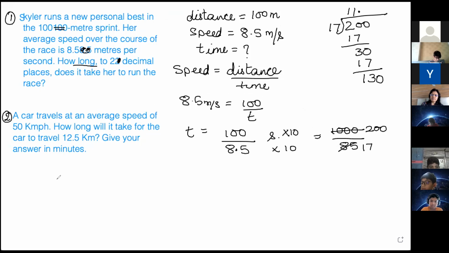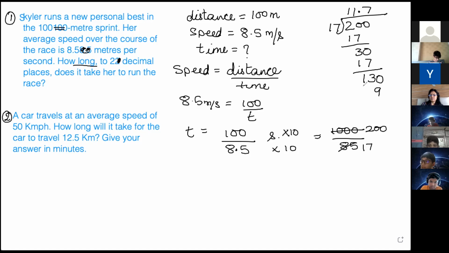What are 17 sevens? 17 sevens it will go, ma'am, because 17 eights is 136. 10 minus 9 is 1. And 7, 2 minus 1 is 1. 11. Then you will add a 0 again. Then how many times? This time you will not add a point now. Only the first time you have to add a point. Only one point can be there.